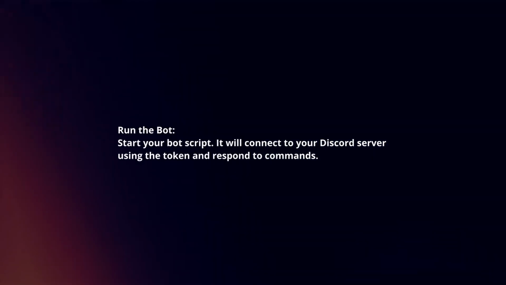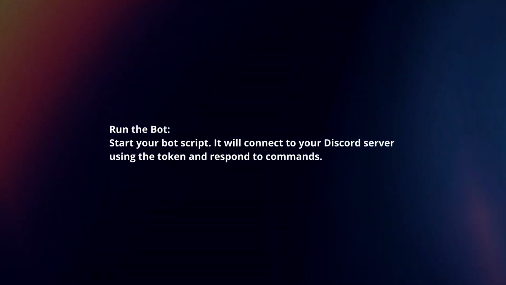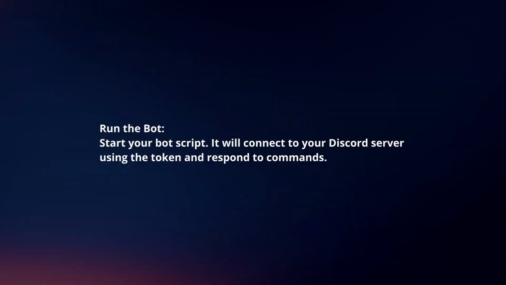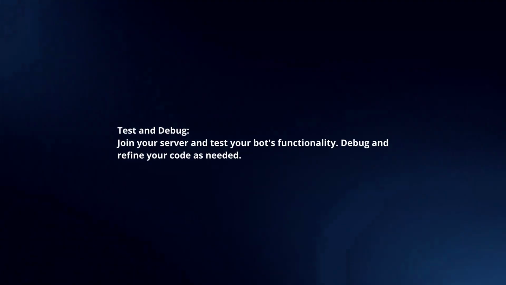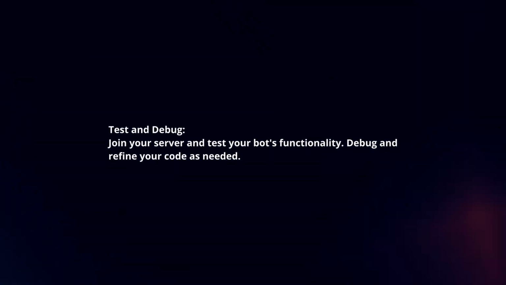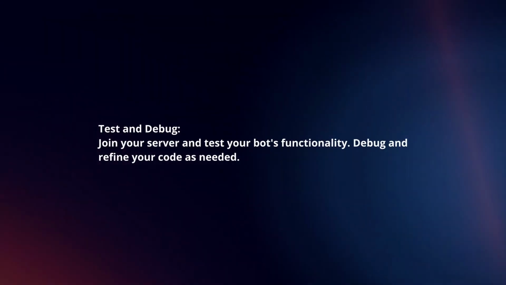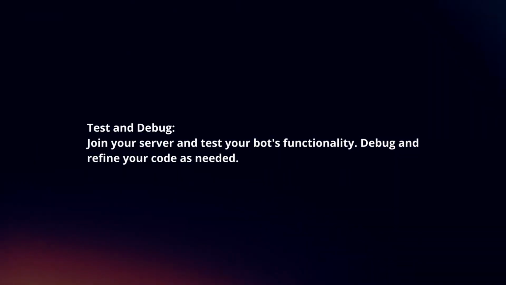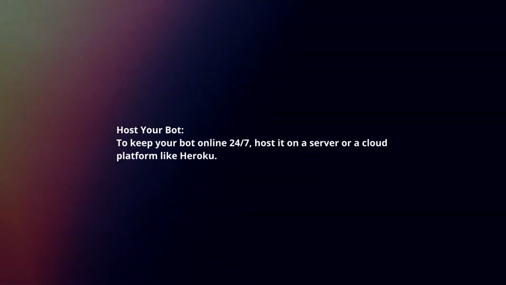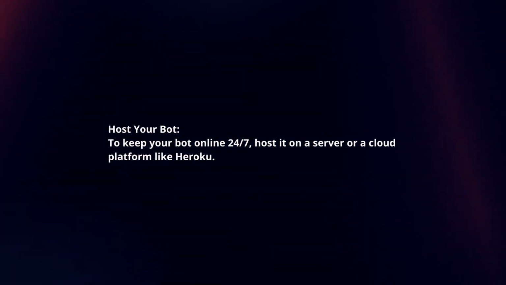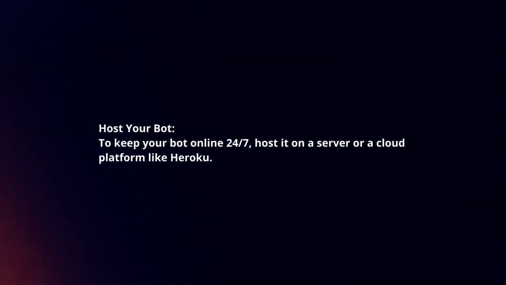Run the bot. Start your bot script. It will connect to your Discord server using the token and respond to commands. Test and debug. Join your server and test your bot's functionality. Debug and refine your code as needed. Host your bot. To keep your bot online 24/7, host it on a server or a cloud platform like Heroku.